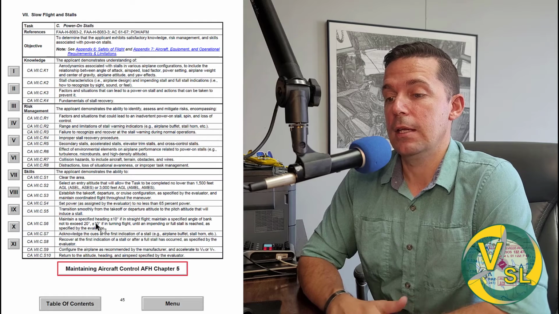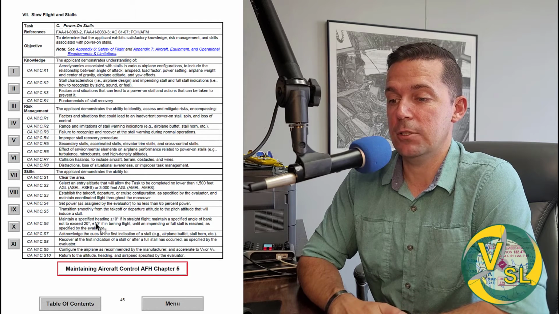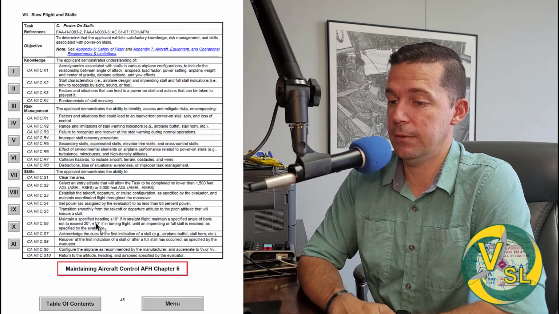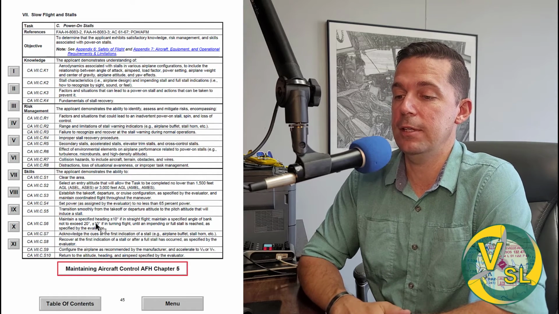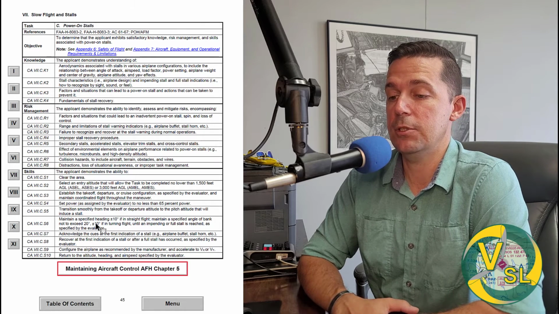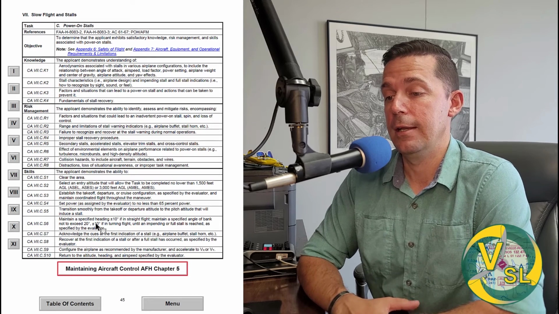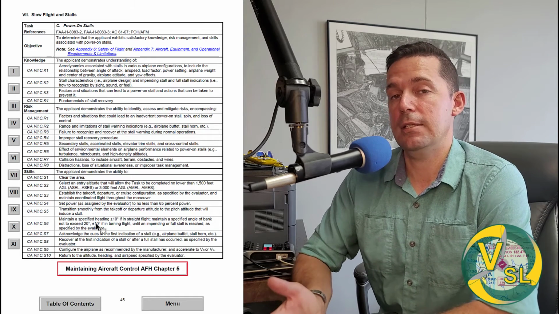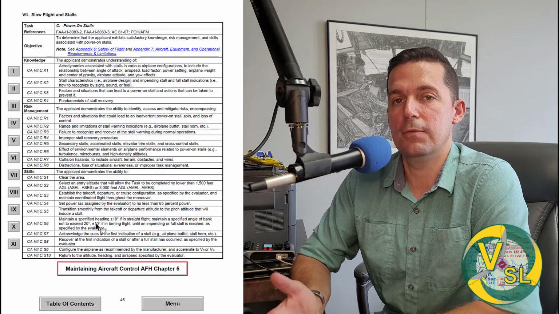Skill 7, acknowledge the cues at the first indication of a stall. Skill 8, recover at first indication or full stall as specified by the evaluator. Skill 9, configure the airplane as recommended by the manufacturer and accelerate to VX or VY. And Skill 10, return to the altitude, heading, and airspeed as specified by the evaluator. All right, so this is our takeoff departure. We can do it in the cruise configuration as well.